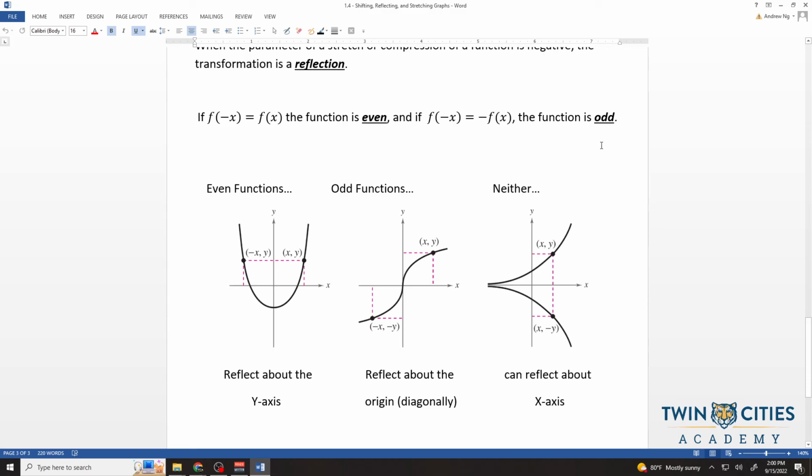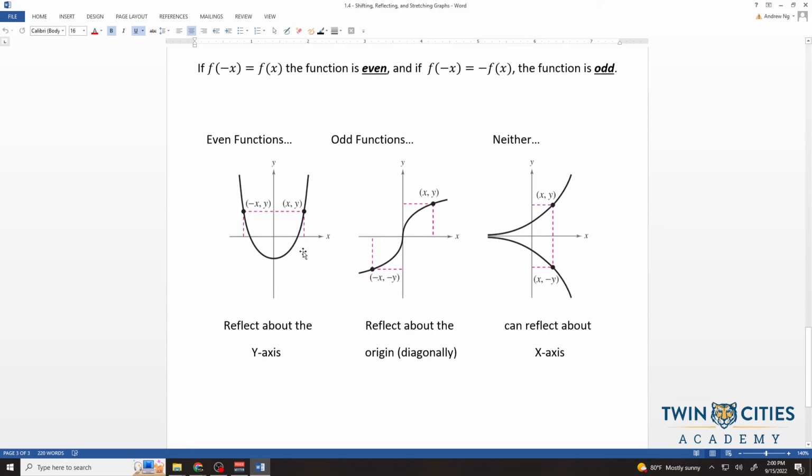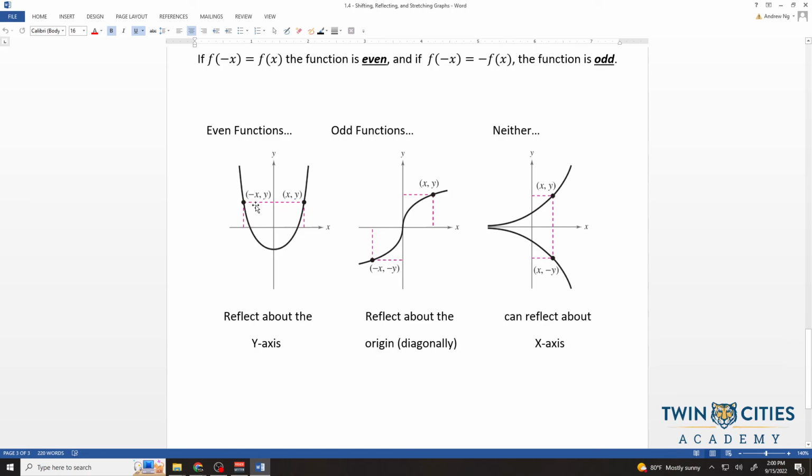So graphically, here's what that looks like. An even function looks like this, where it reflects about the y-axis. So negative x, y and x, y, okay? Whether you plug in negative x or positive x, you get back the same y. That would be an even function. An odd function reflects about the origin. So this is kind of diagonally. If you would normally get x, y, when you plug in negative x, you'll get negative y.